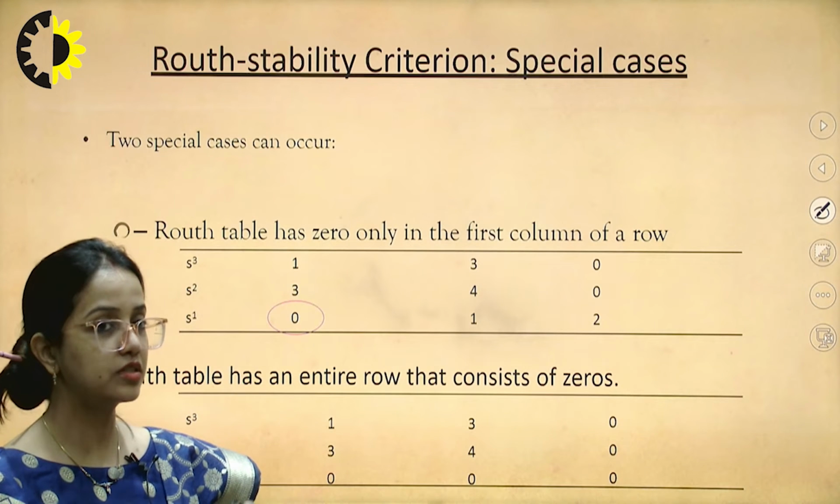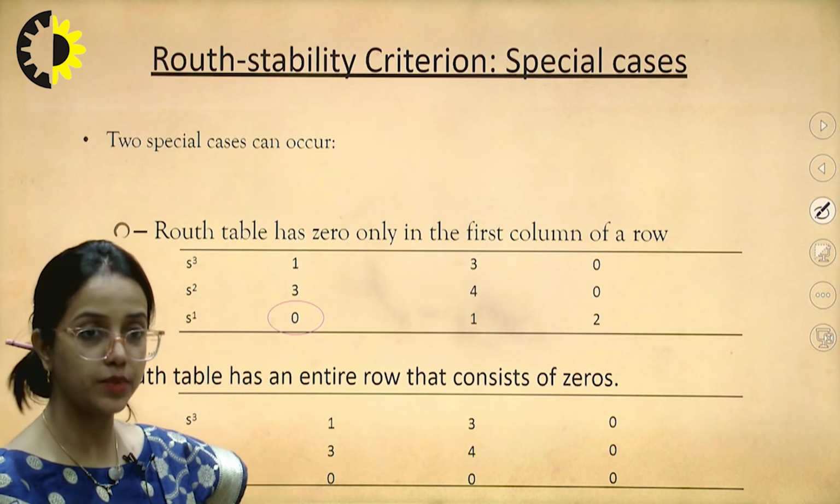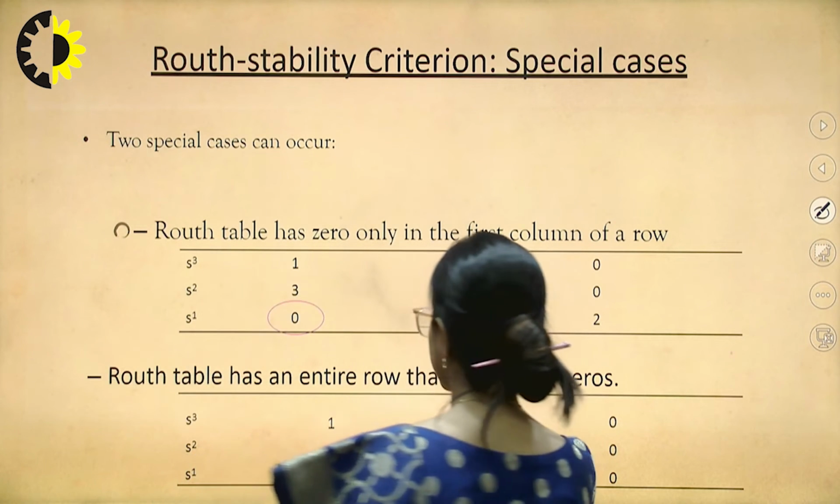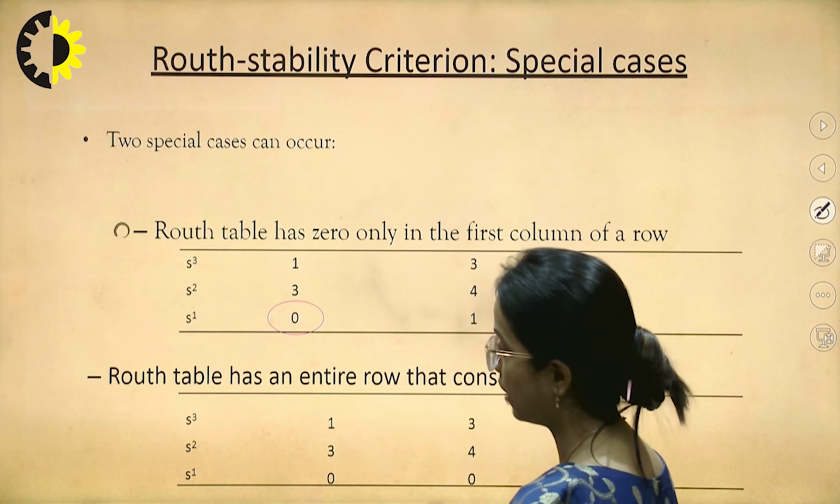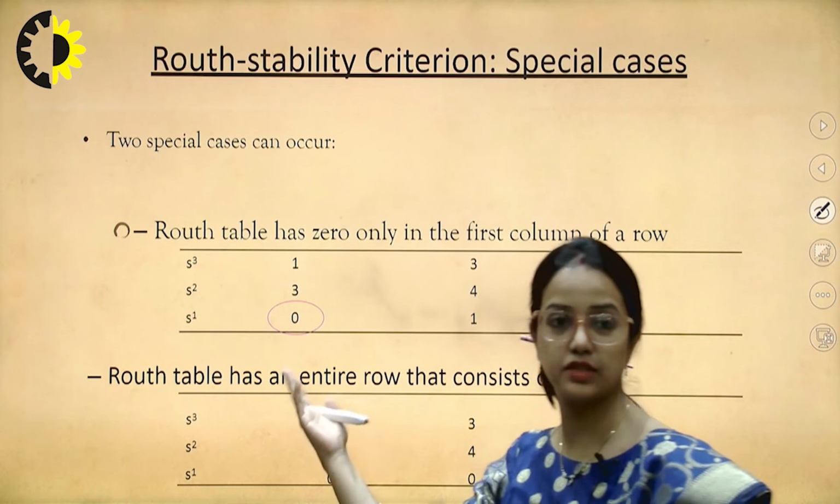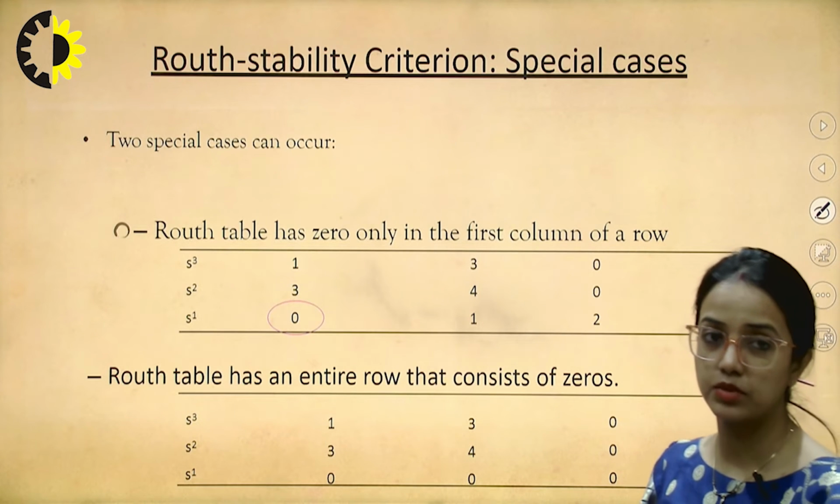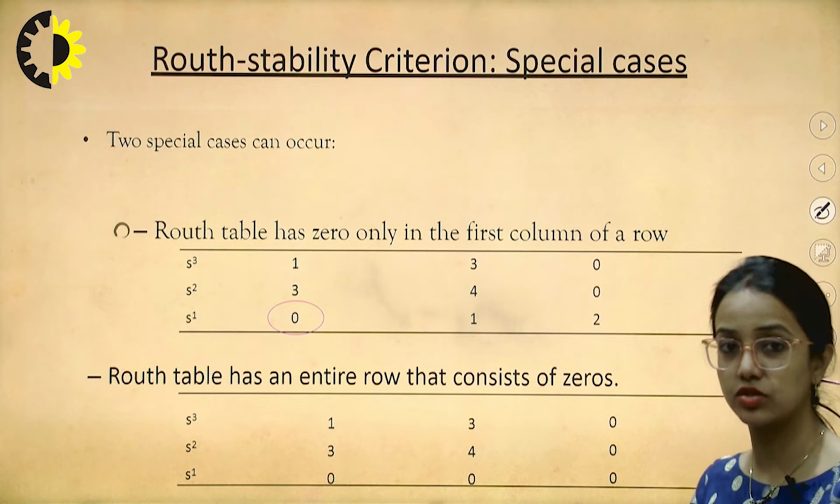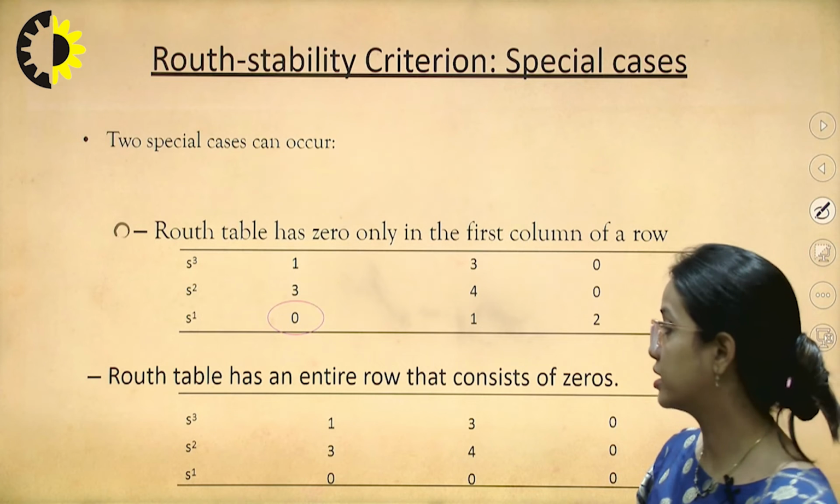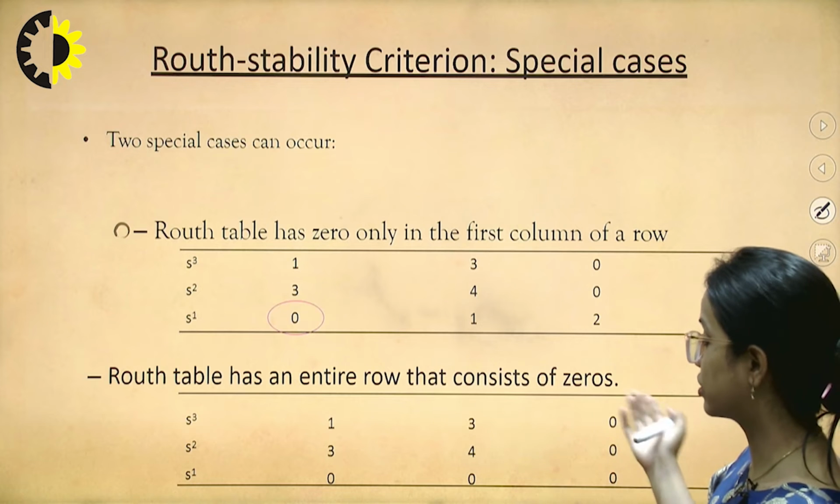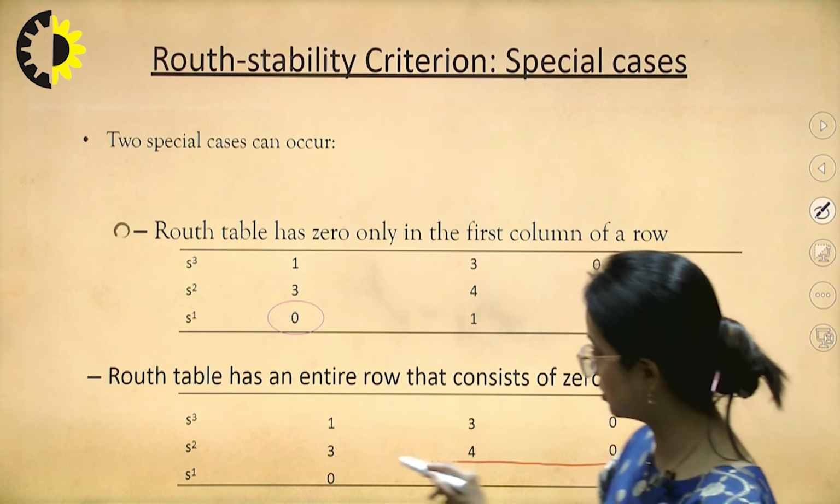Now we have to see certain special cases. What are these special cases? Routh stability criteria special cases. In these special cases we will see what happens when the first element itself comes out to be 0. So the Routh table has 0 only in the first column of the row. Another case is when the Routh table has an entire row which consists of zeros.